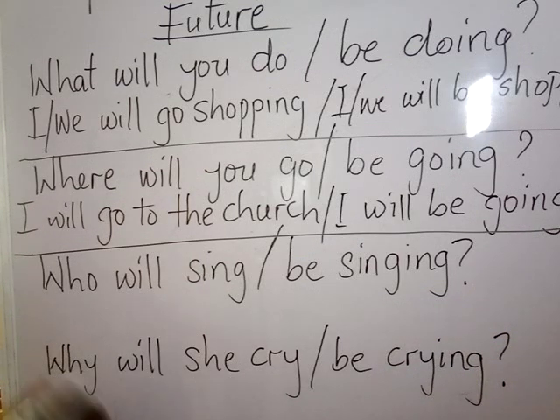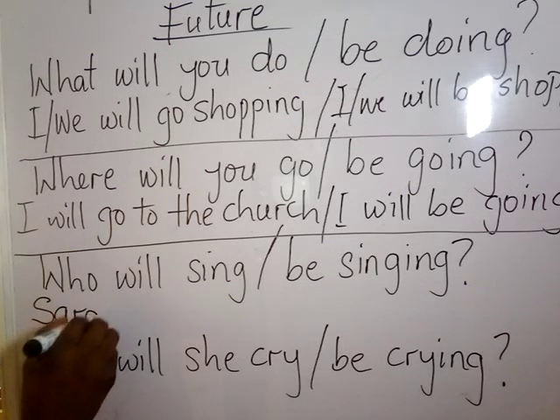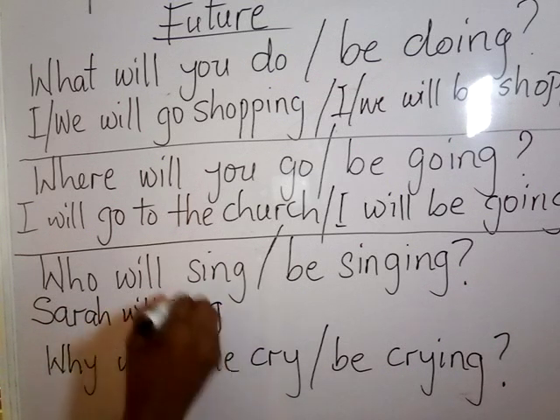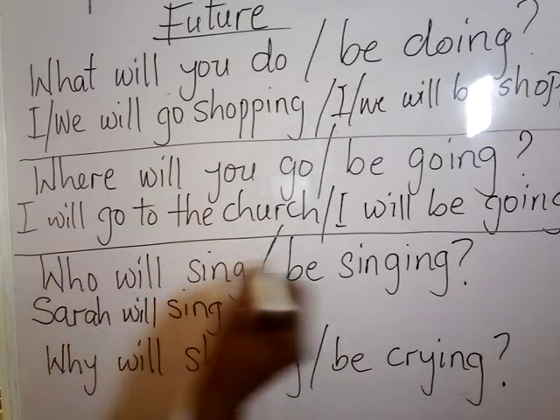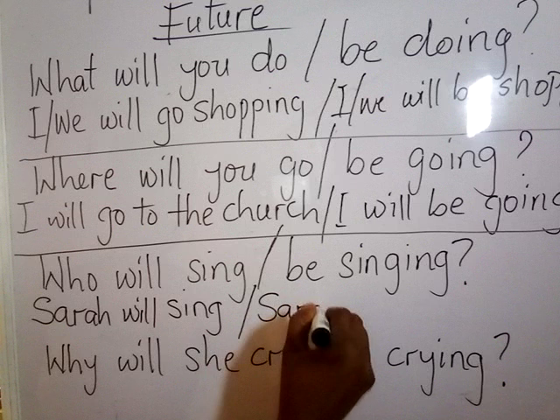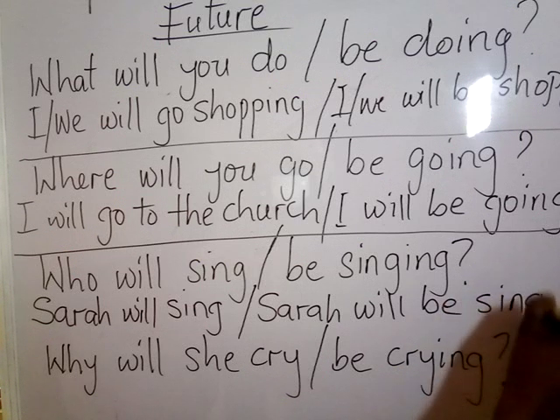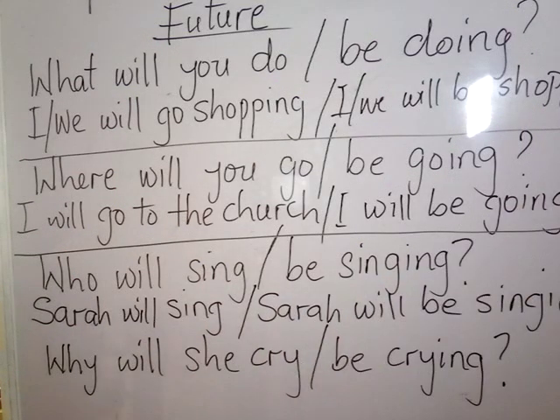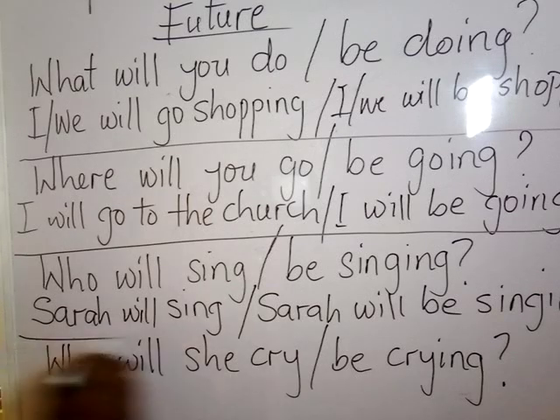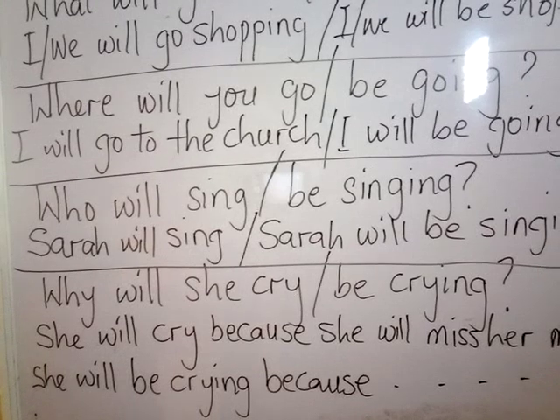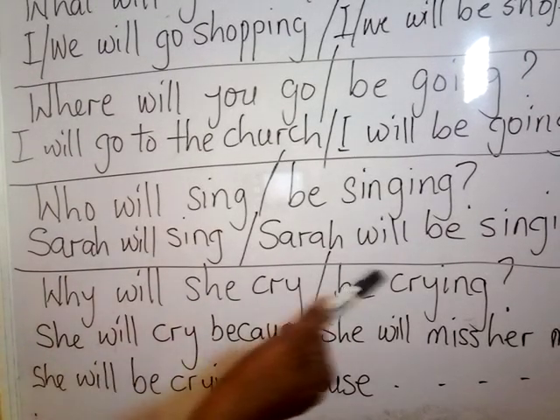The next one says, who will sing? We can say, Sarah will sing. You can say the choir will sing. Then to answer, who will be singing? Sarah or the choir will be singing. Just to show you how you respond. And the last one here says, why will she cry? So the last question here says, why will she cry, or why will she be crying?